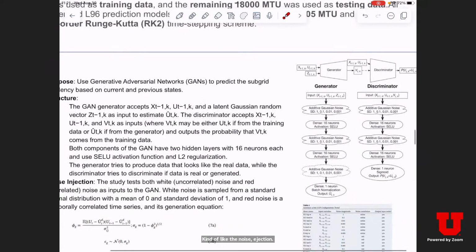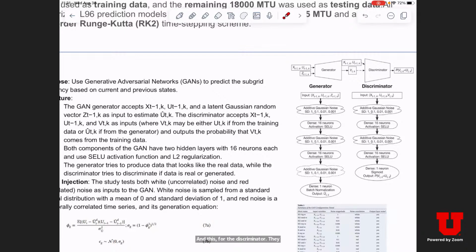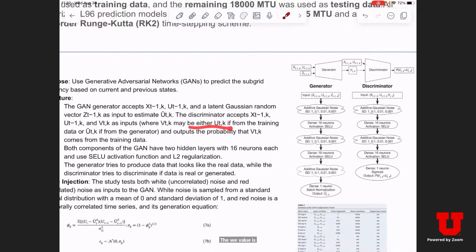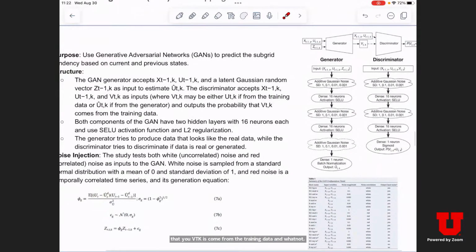For the discriminator, they also accept the X and U. The V value is either U at K which is from the training data or from the generator. And the output of the discriminator is the probability that V at K comes from the training data or not. Both generator and discriminator have two hidden layers with 16 neurons, and use the SELU functions and L2 regularizations.